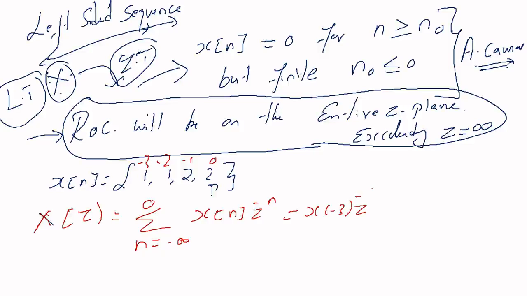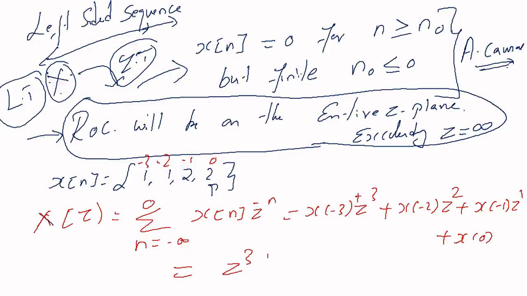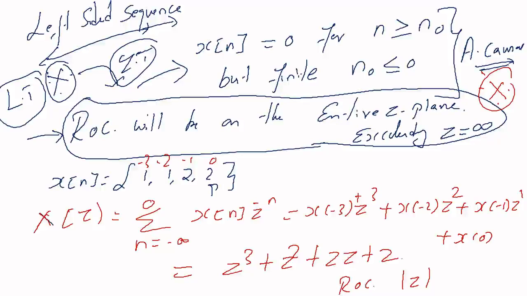X of minus 3 z power 3 plus x of minus 2 z square plus x of minus 1 z plus x of 0. So ultimately when you write this equation, z cube, z square, 2z plus 2. So the ROC, modulus of z according to this condition, modulus of z is lesser than infinite.